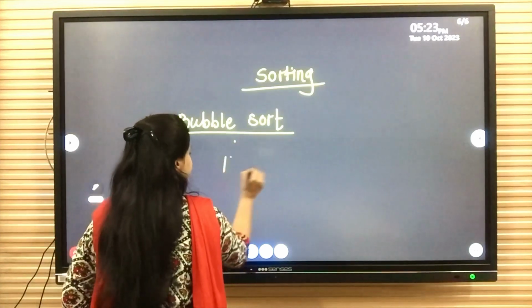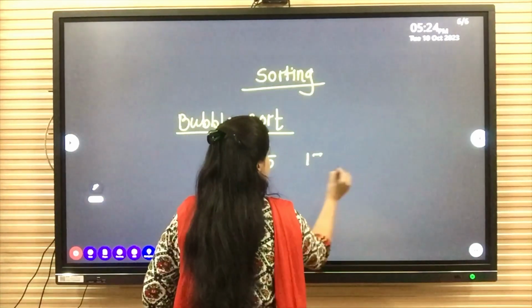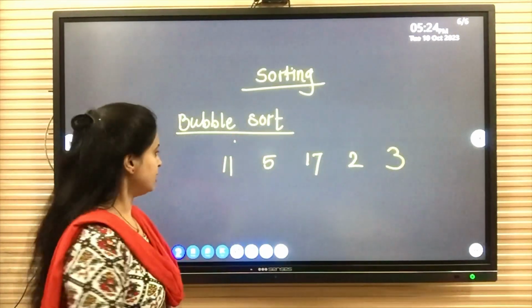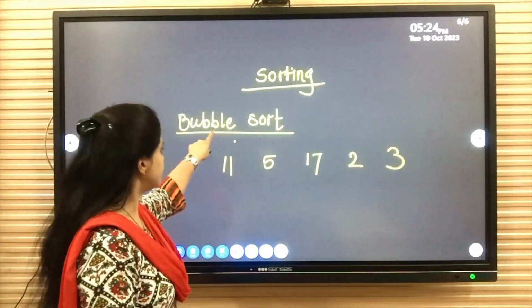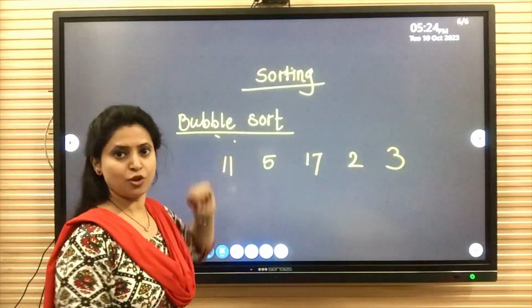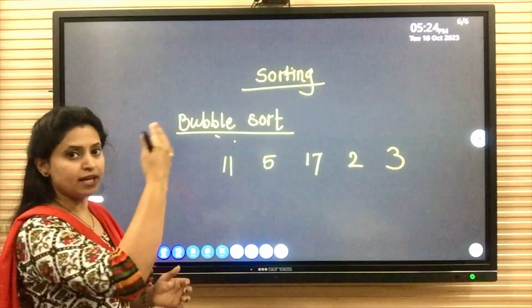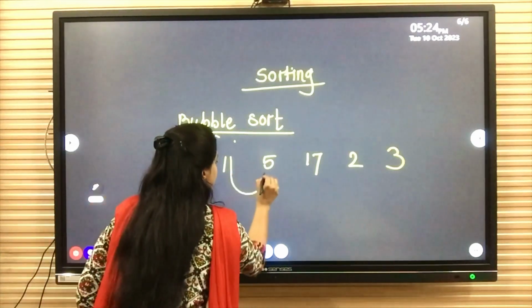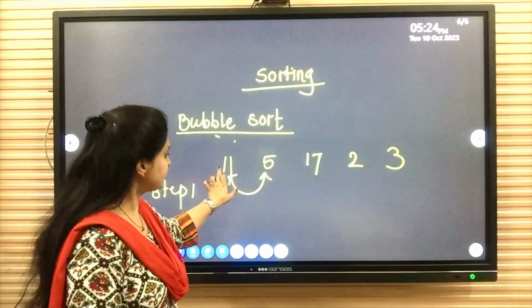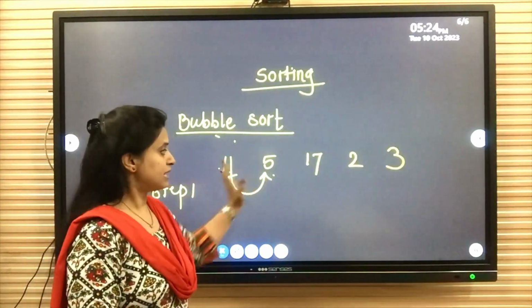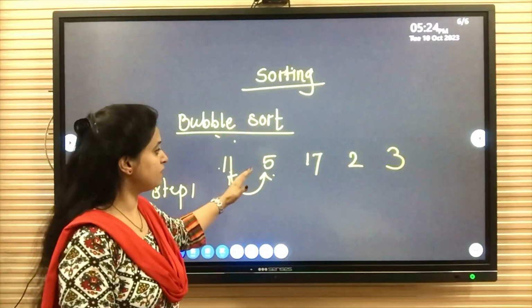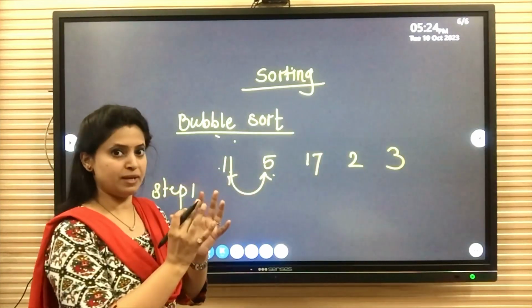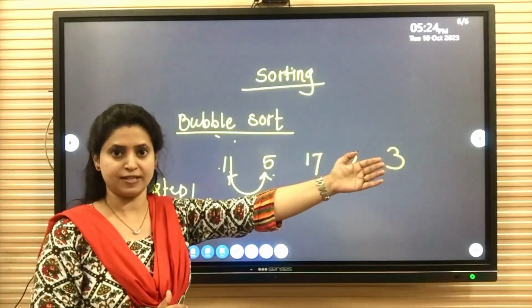Suppose I am having the elements 11, 5, 17, 2 and 3. For example, these 5 elements I am having. I want to sort this list using bubble sort. So according to bubble sort, what do we have to do? We are using a number of steps. Here, as the first step, we have to compare the first element and the second element. Throughout this sorting concept, we will arrange the elements in ascending order, meaning the first element is the smallest element and the last element is the largest element.